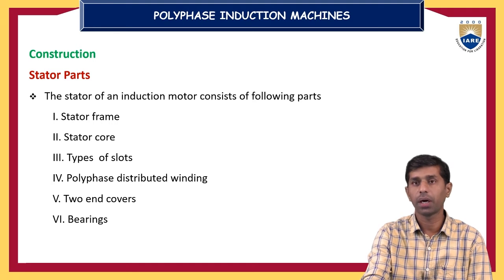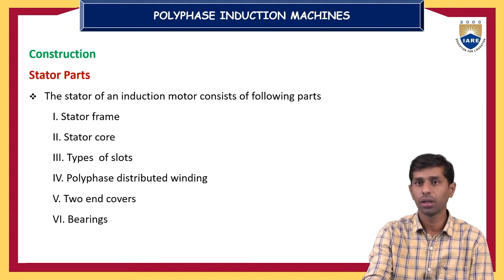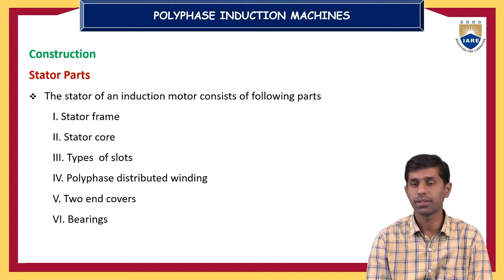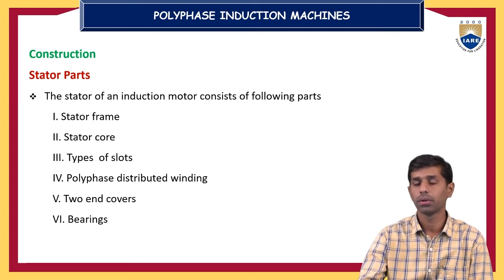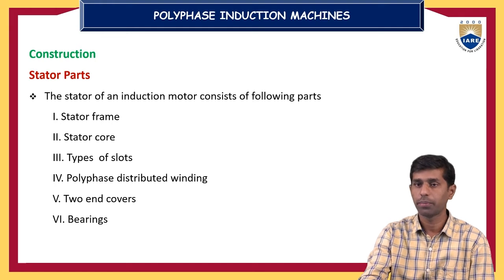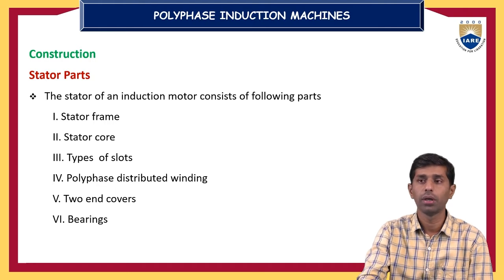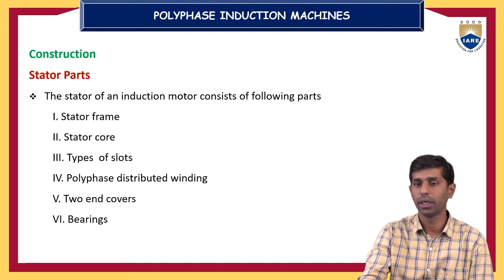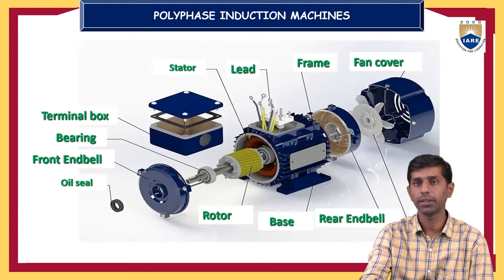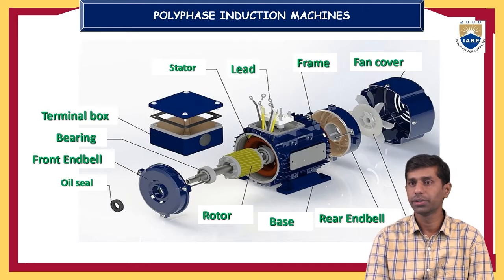Coming to the construction part, first of all we should focus on the stator parts. The stator of an induction motor consists of the following parts: stator frame, stator core, the type of slots in the stator core, the type of polyphase winding, whether it may be distributed or concentrated, end covers, and bearings.